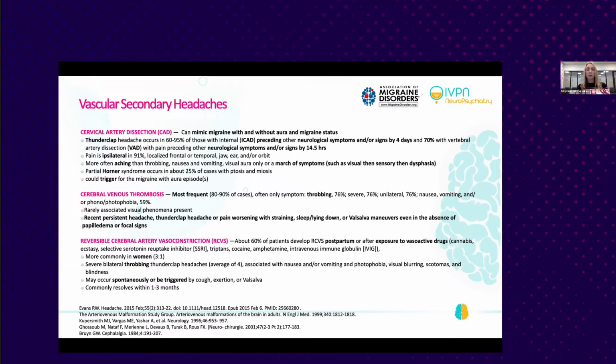Then we can talk about reversible cerebral artery vasoconstriction, or RCVS, that could easily happen in the postpartum period and most commonly in women. And of course, it's migraine-like, so it's most likely throbbing with associated symptoms. It can also be spurred by Valsalva maneuver, coughing, and exertion. However, it will commonly resolve in 1 to 3 months.